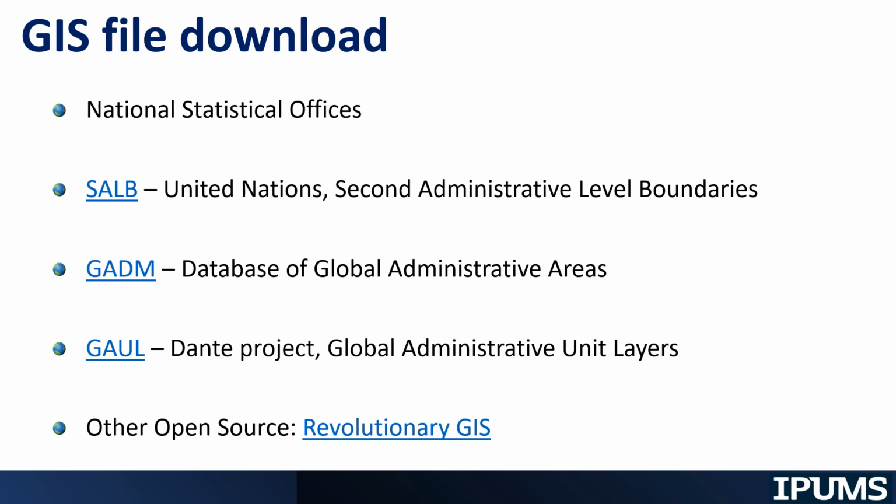There is another open source boundary from Revolutionary GIS. This person publishes really, really low level boundaries. We were recently notified of their site. We sometimes use their boundaries, but not all the time because they go to very, very tiny details which we might not need when we are doing census data.